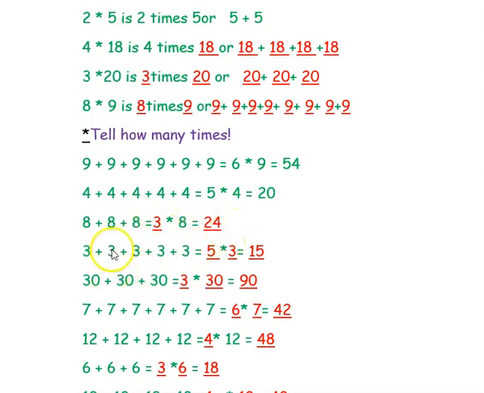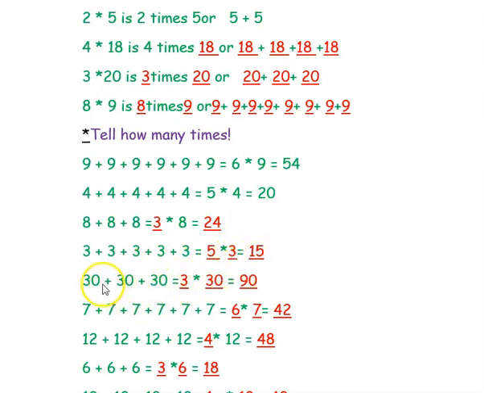The next number is 3. Okay, now let's count how many times it's repeated. 1, 2, 3, 4, 5. So, the number 3 is repeated 5 times. So, we can write it as 5 into 3. So, 5 into 3 is, we know that it is 15.